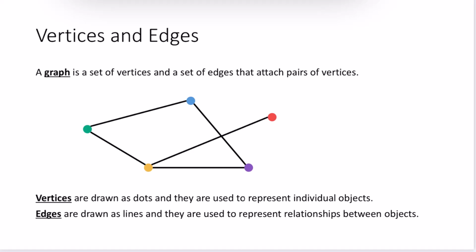So if we were to use that example, the person that the red vertex represents would be friends with the person that the yellow vertex represents. But he wouldn't be friends with whoever the blue vertex represents because there's not an edge that attaches the red vertex to the blue vertex.